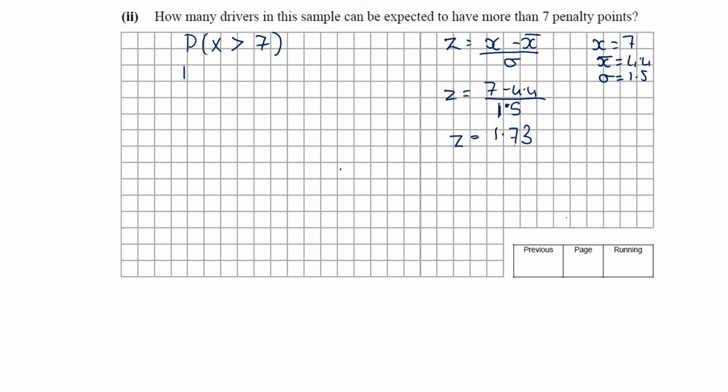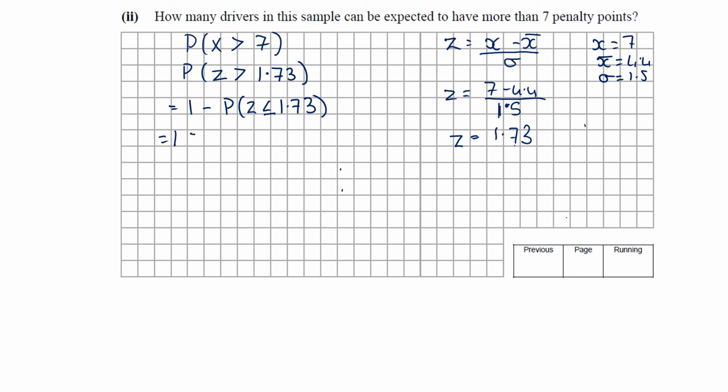Remember, the log tables can only go to 2 decimal places anyway. So now I'm going to replace my numbers here: my x is replaced with z, my 7 is replaced with 1.73. So I get 1 minus the probability that z is less than or equal to 1.73. We can't get the greater than, because remember our tables, and in this case we're looking at page 36, only work towards the left. They're only working where it's less than. So I have to convert this to less than.